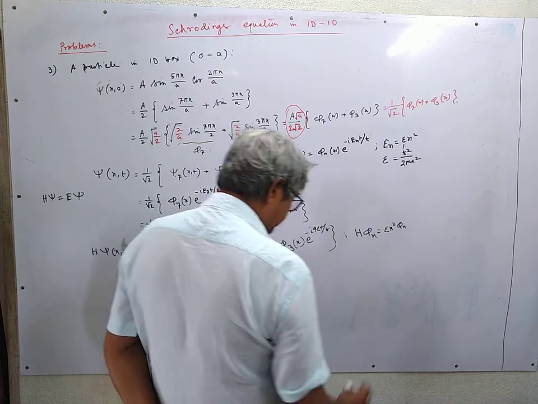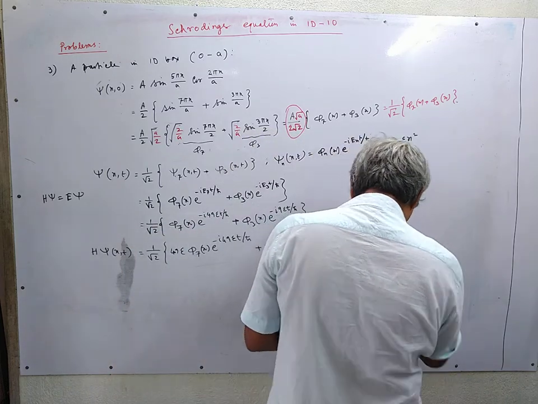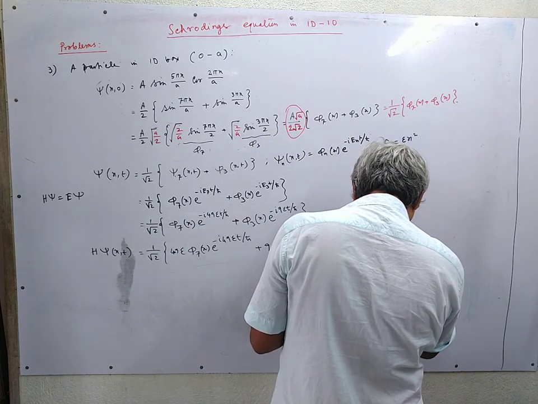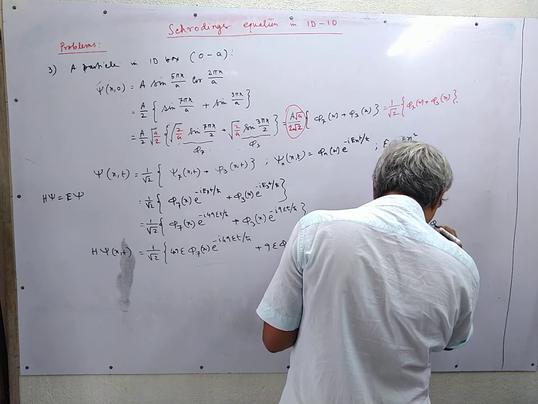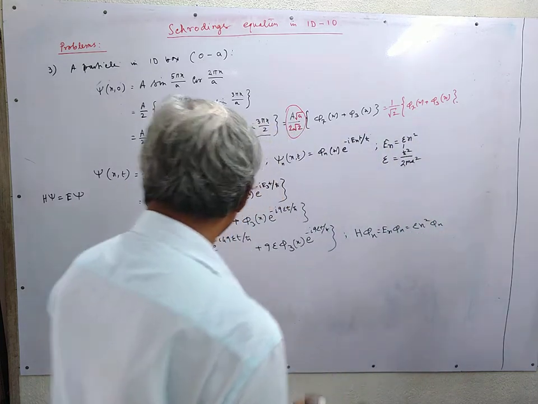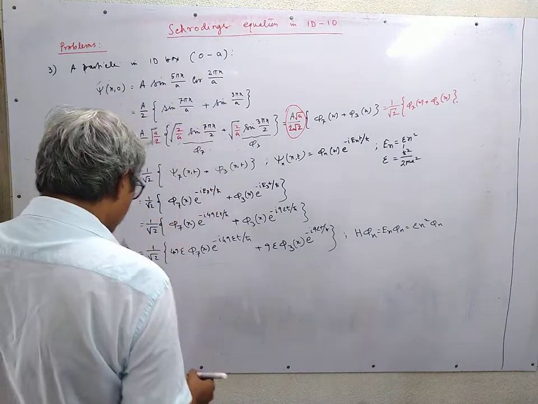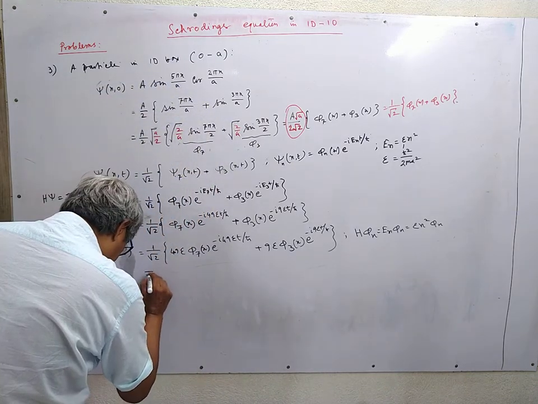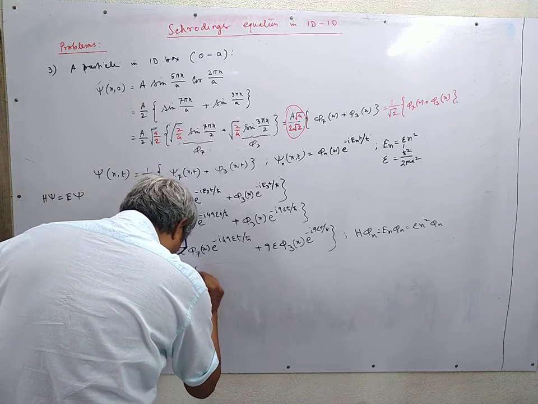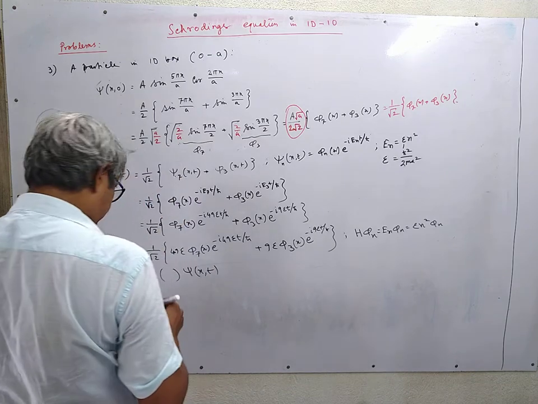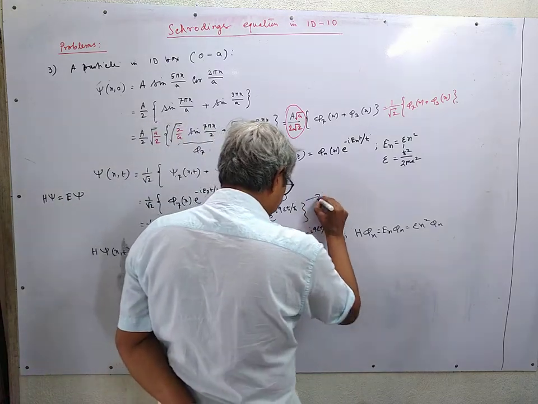Actually it gives you n phi n, then it is epsilon n square phi n. This cannot be written as something into phi n of x t. The conclusion is that it is not a stationary state.